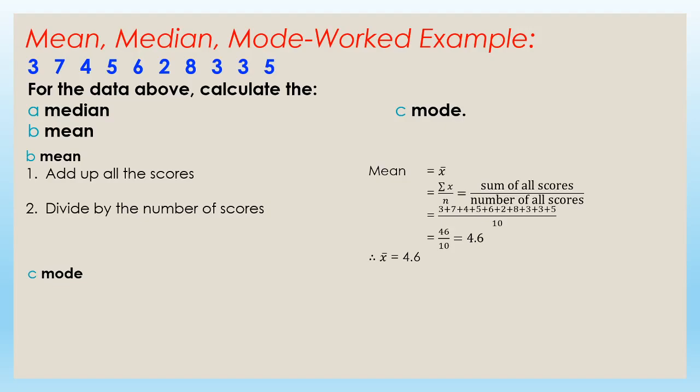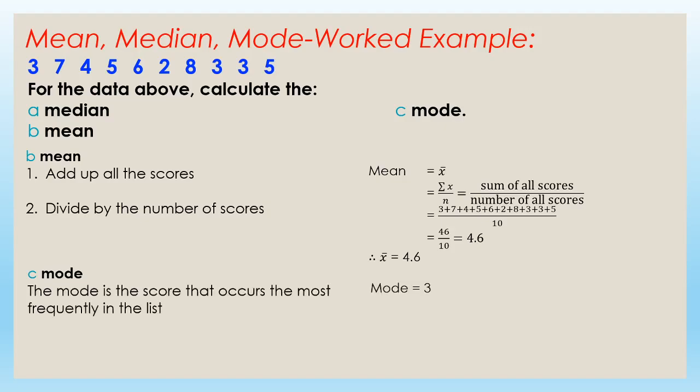For mode, we look for the most frequent score. We just go through there and we notice that the number 3 is there 3 times. The number 5 is there 2 times. Everything else is 1. So 3 is our mode. So we just find it.